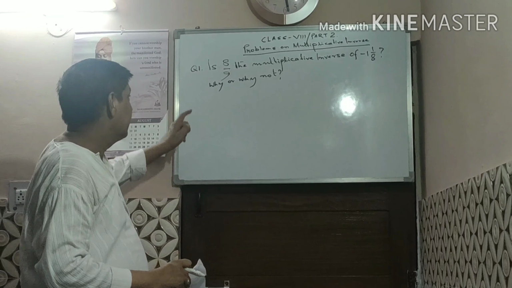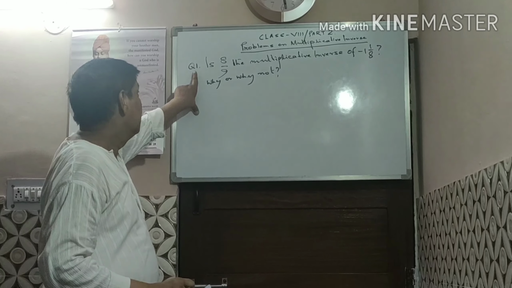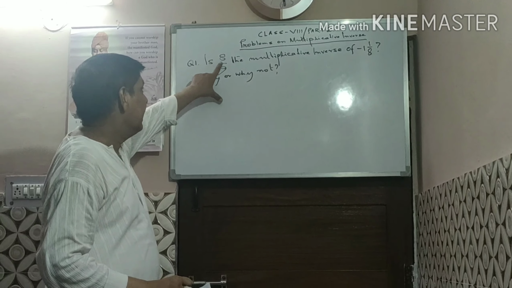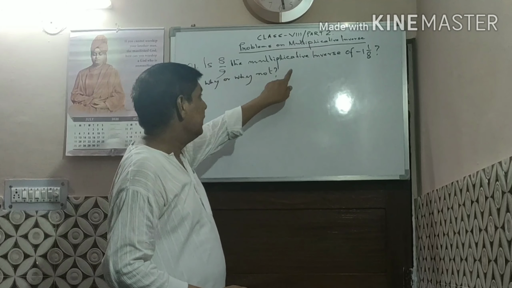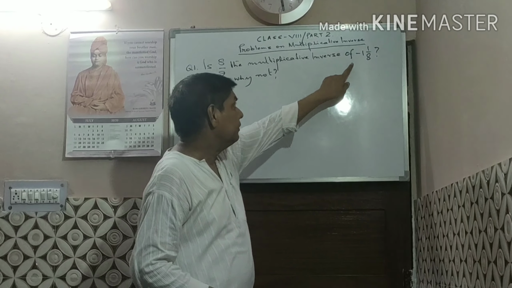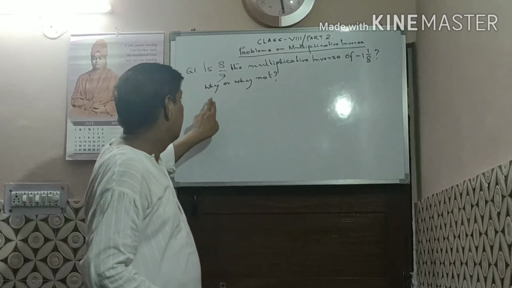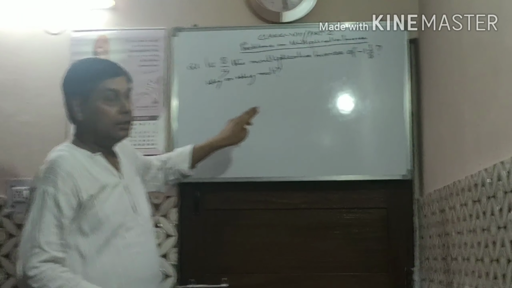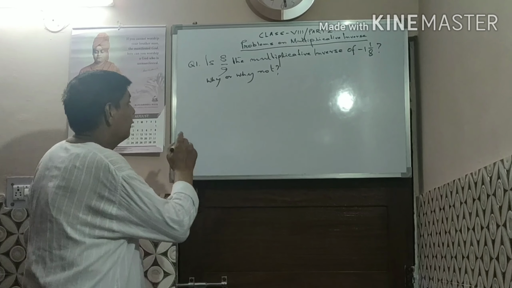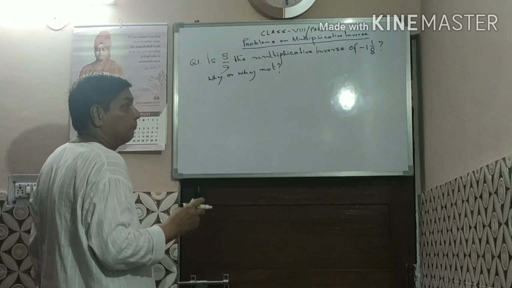Here is a question. Question number 1. Is 8 by 9 the multiplicative inverse of minus 9 by 8? Why or why not? Now, how to solve this one properly?